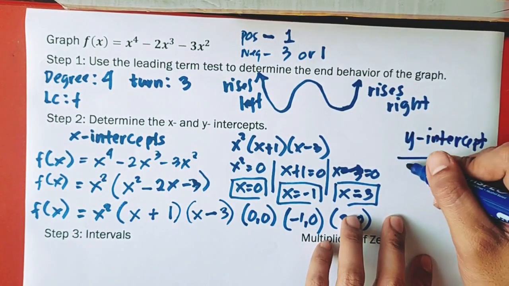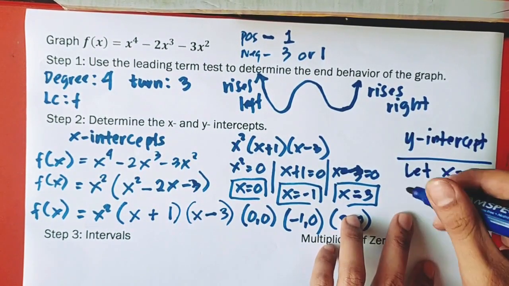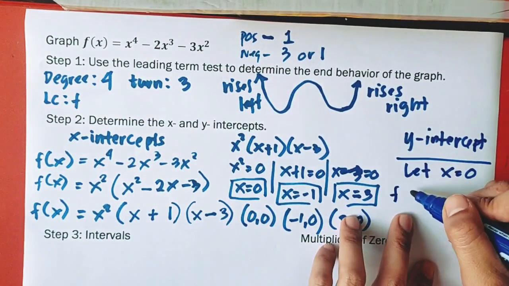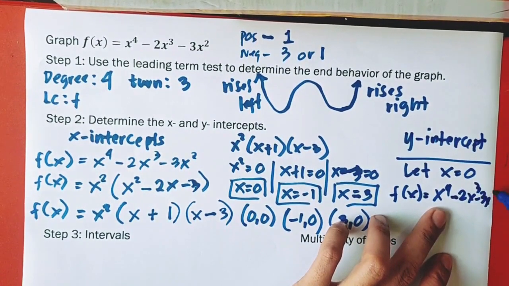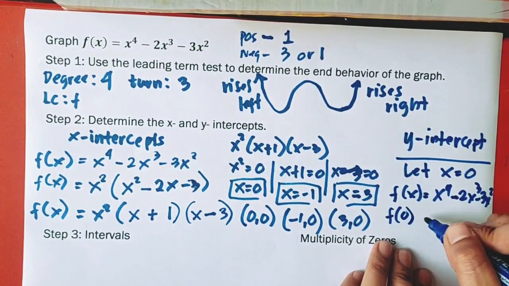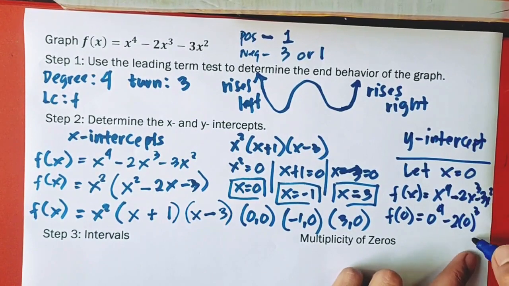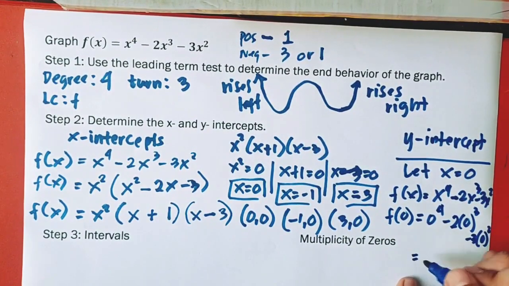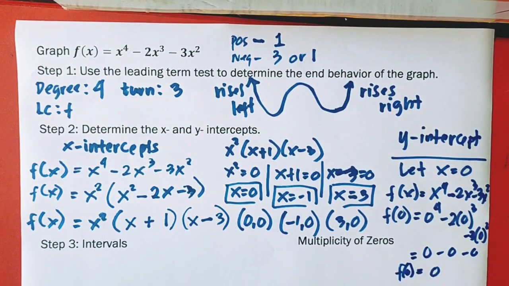So for the y-intercept, when solving, let x equal 0 always. Substitute into f of x equals x to the power 4 minus 2x cubed minus 3x squared. F of 0 equals 0 to the power 4 minus 2 times 0 cubed minus 3 times 0 squared. That is 0 minus 0 minus 0, so that is 0. So f of 0 is equal to 0, so the y-intercept is 0, which is (x, y) equals (0, 0).